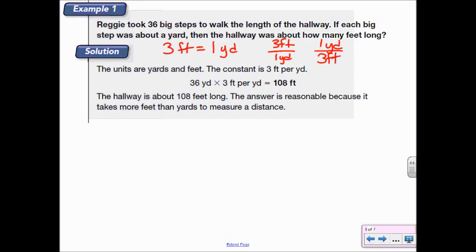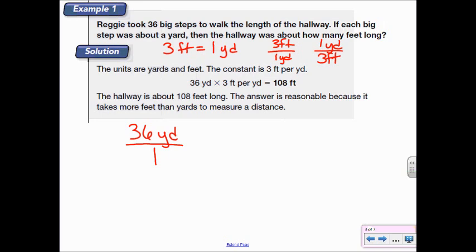And now we're going to look at our situation and decide which of those two is going to work for this situation. So he took 36 big steps, and it says each step is about a yard. So we could also say that that was 36 yards. So we have 36 yards. Now when I start off, I typically put it over 1, because something over 1 means it's getting divided by 1 and it stays the same. But now it's in fraction form and I can see it a little bit easier.